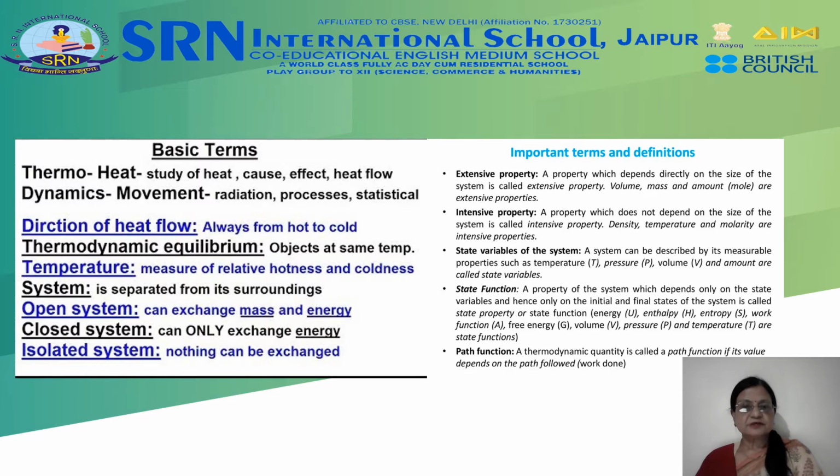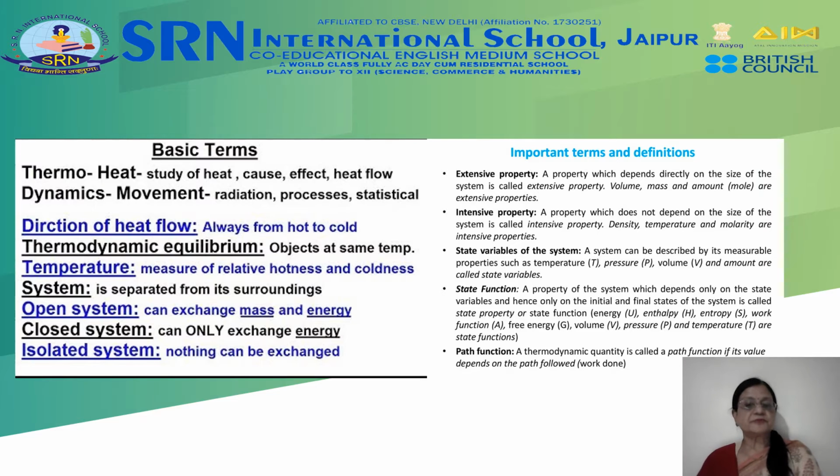There are certain terms like state variables. State variables are the measurable properties by which a system can be described. For example, temperature is a state variable because it varies: at one time it is very cold and it becomes hot, so there is a variation in temperature. Pressure and volume are also considered state variables of the system.